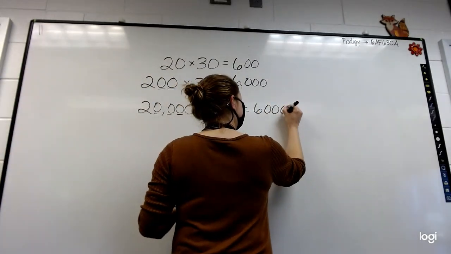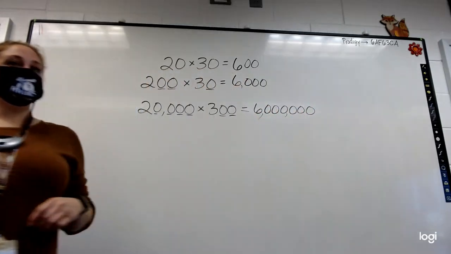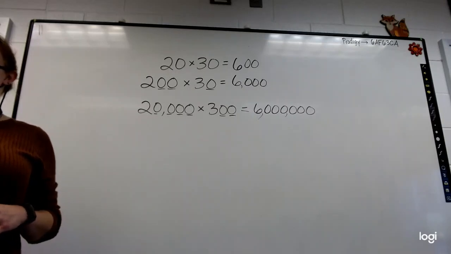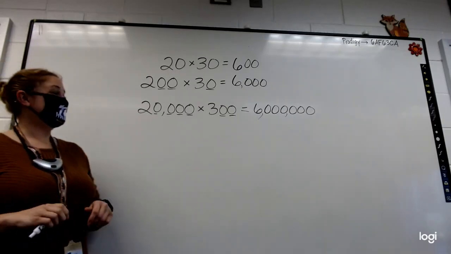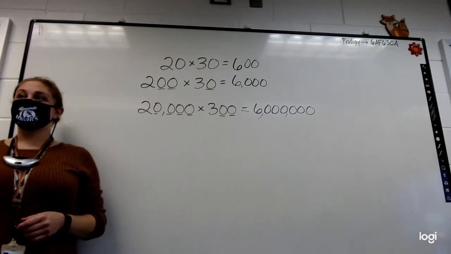What? That's like a million? Just write it down. Voice is off. What the heck? 6 million. That's a lot of zeros. That is a lot of zeros.